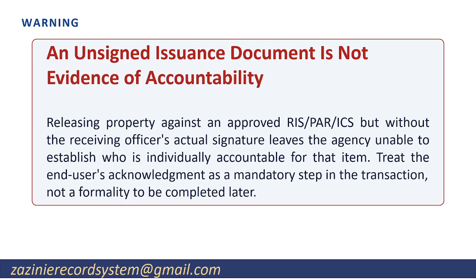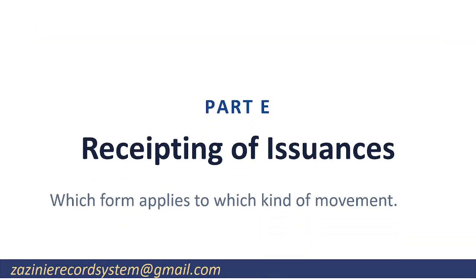In a bit more detail, this warning targets a specific, common shortcut: releasing property against an approved form but never actually securing the end user's signature. Treat that signature as a mandatory step in the transaction, not paperwork to chase down later. Next slide. Part E. Receipting of issuances.